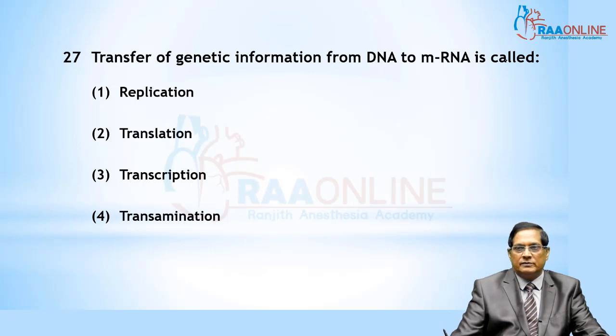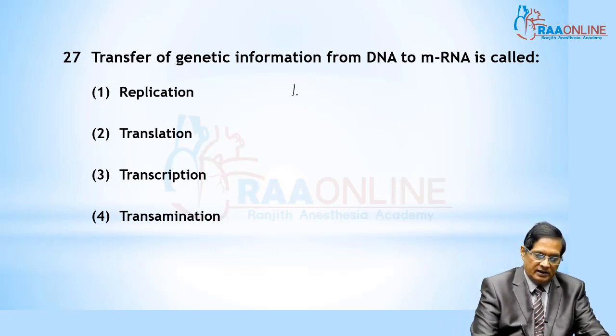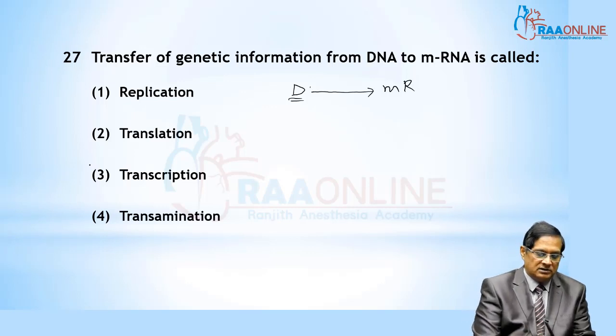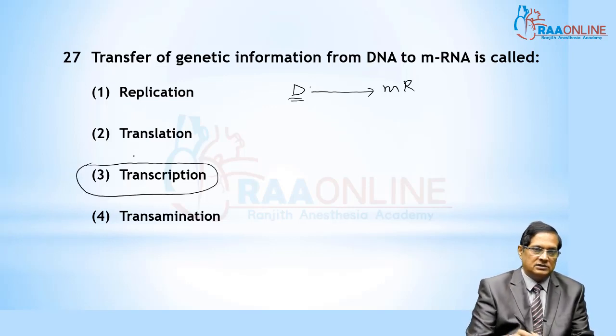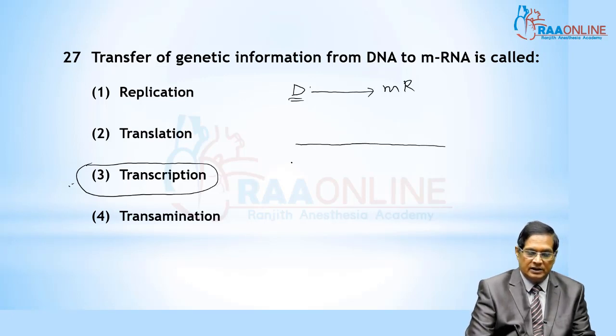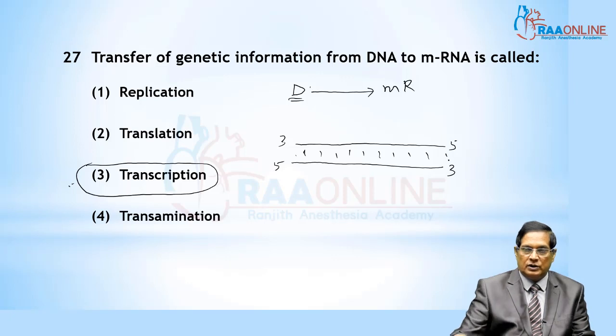Transfer of genetic information from DNA to messenger RNA, DNA to mRNA, is known as transcription. That is, there are two strands of DNA, and the polarity of these two strands is 5 to 3 and 3 to 5. These two strands are joined together by means of hydrogen bonds.